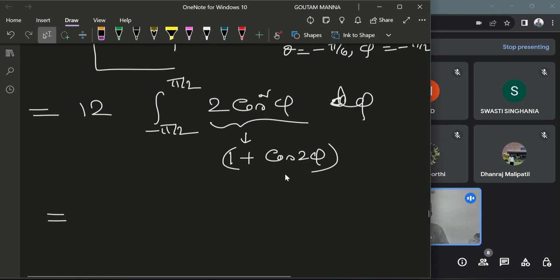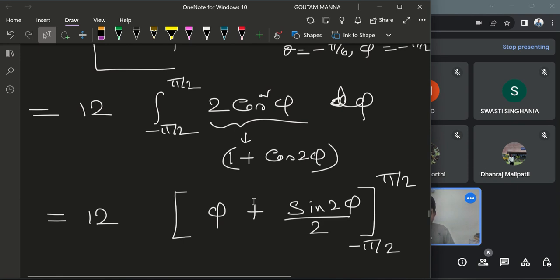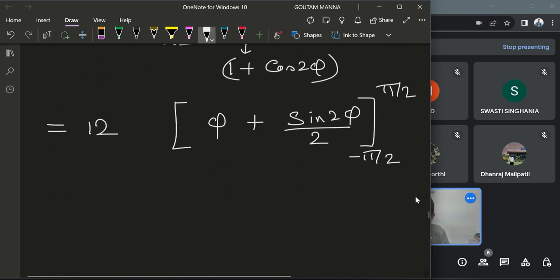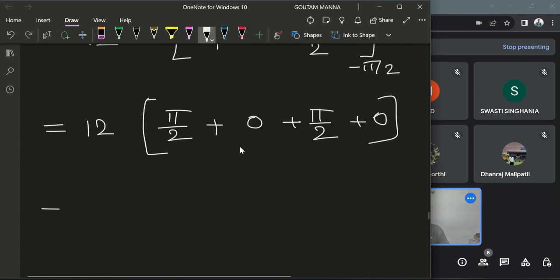Now if I do the integration, it will be 12 times phi plus sine 2 phi by 2. Integration limit is going from minus pi by 2 to pi by 2. Okay, and now if I put this limit, it is 12 times pi by 2 plus sine pi, 2 times pi by 2 is sine pi, which is 0, and for the lower limit it will be plus pi by 2 again, and the sine term will again be 0. So we are left with 12 pi.